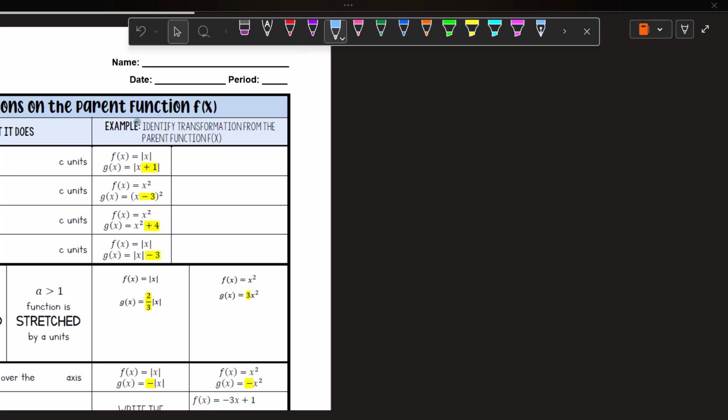So let's move on to section 1.2, transformations of parent functions. So our parent functions that you've dealt with so far are x squared and absolute value of x. And that's probably all we've tackled so far. So let's use this as an example.